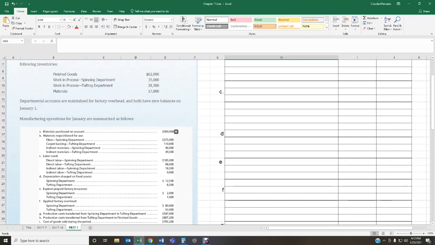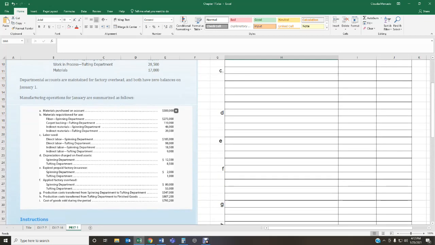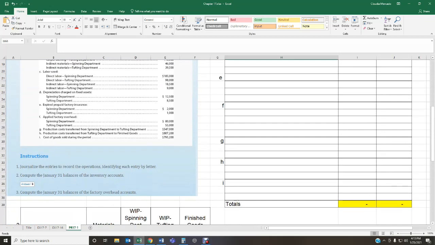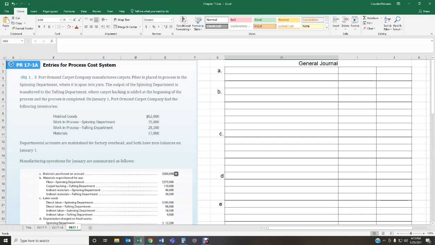Okay, it says manufacturing operations for January are summarized as follows, and then we are given transactions A through I, and we'll go through that in a bit. Okay, instructions. We have to journalize the entries to record the operations, identifying each entry by letter. Once we're done with all of the journal entries, we have to compute the January 31st balance of the inventory accounts. And then last but not least, we have to compute the January 31st balances of the factory overhead accounts. So let's get ready to work this problem because it is fairly long but not difficult.